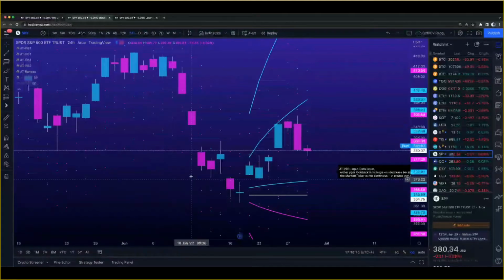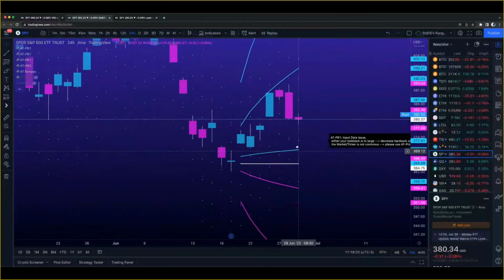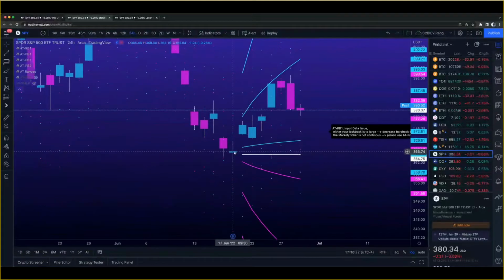So I talked about this yesterday about using these projection models where you do not want to start on a doji. You want to start on definitely either a really nice bullish candle or bearish candle.